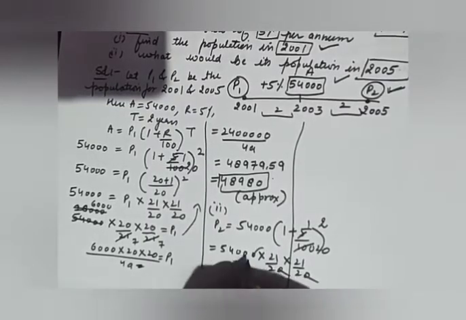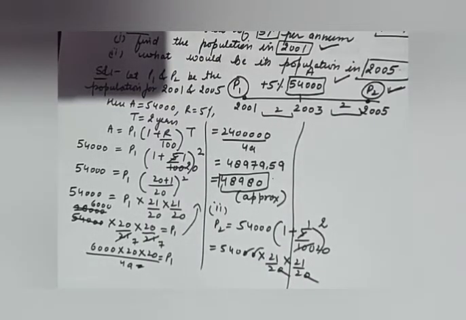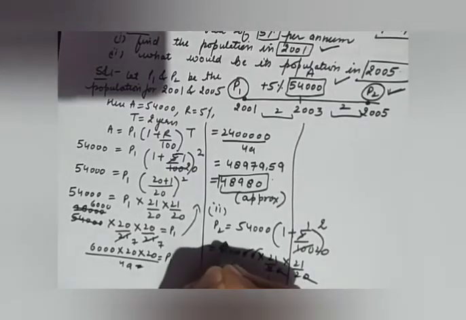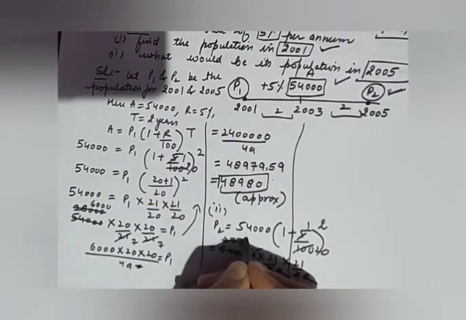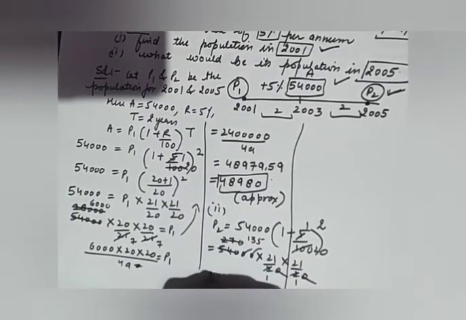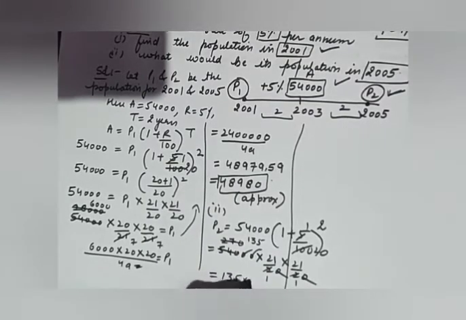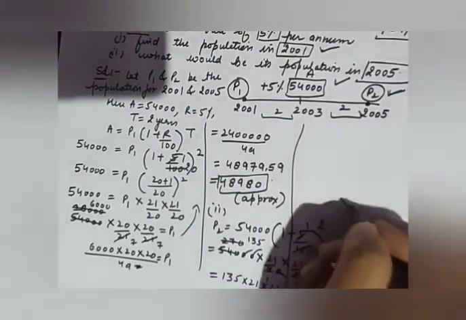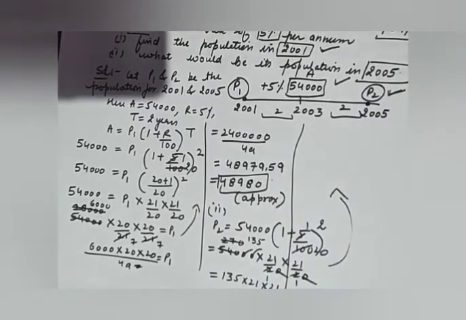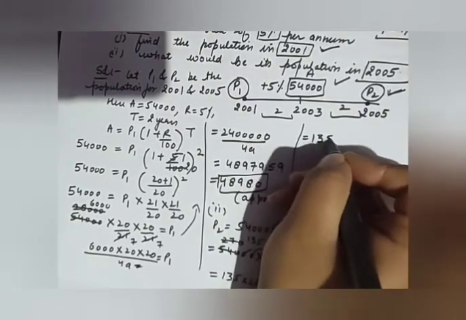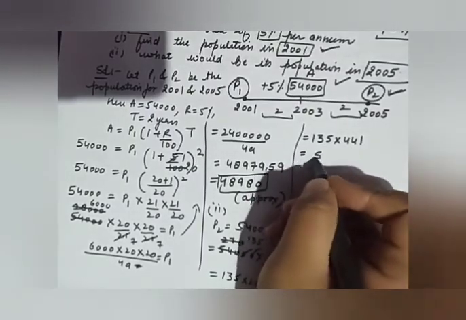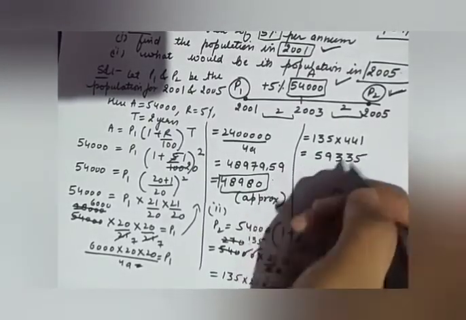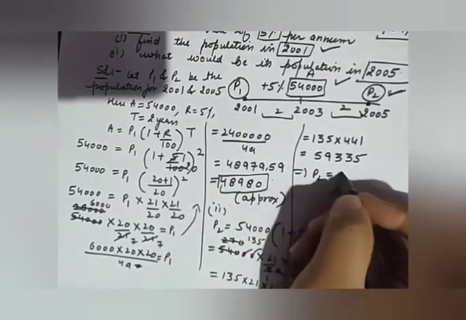0 0 cancelled, 0, and this 0 will be cancelled. So it will be 2 ones 2, and this is your 270, and this will be your how much? 1 3 and 5. So 135 into 21 into 21. So if I will calculate my value here, I will be getting 135 into 441, that is equal to 59335. So it means my P2 is equal to how much?